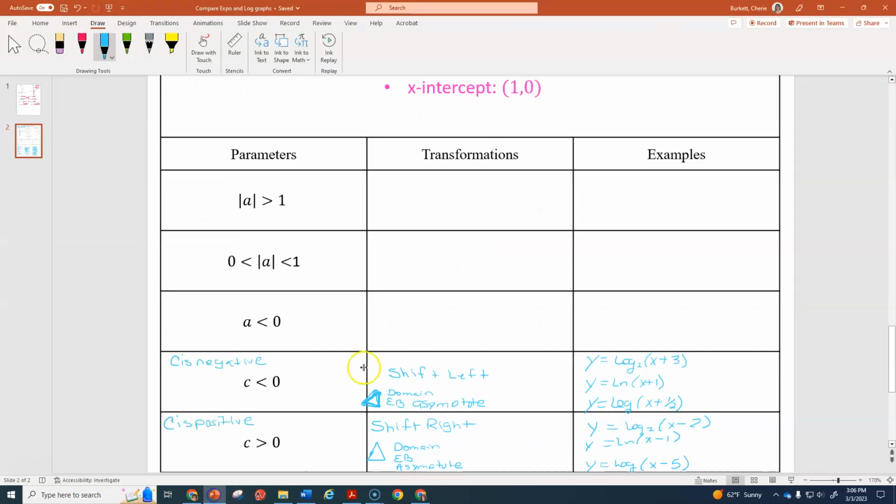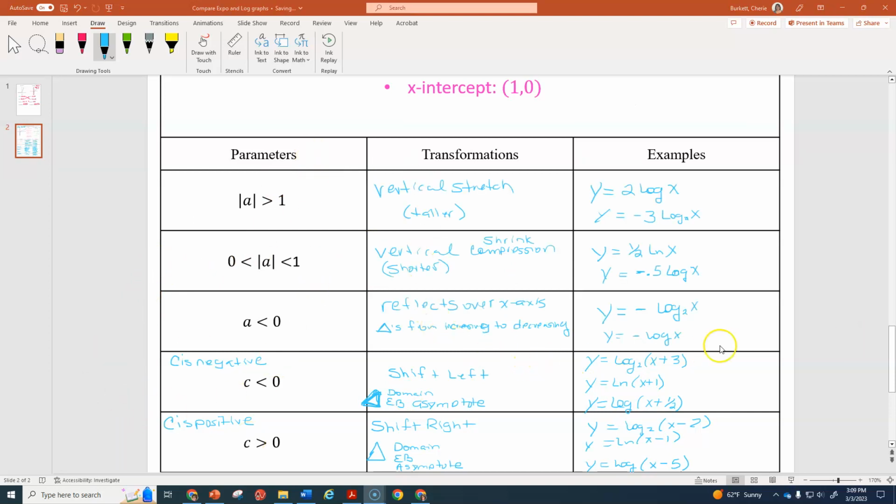So let's jump back over here and fill all of this in, and we should be done with our transformations. I do have one more thing to talk to you about before we're completely finished. Okay, so I filled everything in. On these examples, I included both positive and negative because remember this absolute value sign says ignore the sign.